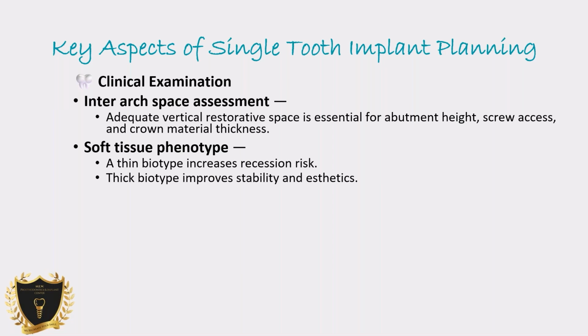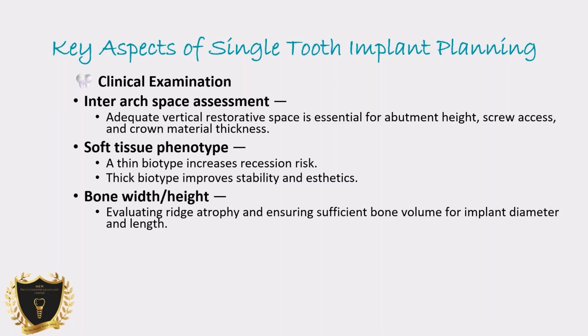Second thing is looking at what the tissue is like. Is it a thin biotype or a thick one? Of course, if you have a thin one, you have increased chances of recession from surgery. If you have thicker, you can get away with things. What is the condition of an existing tooth? Is the tooth already missing or is it present? That will also determine our next topic, which is bone width and height.